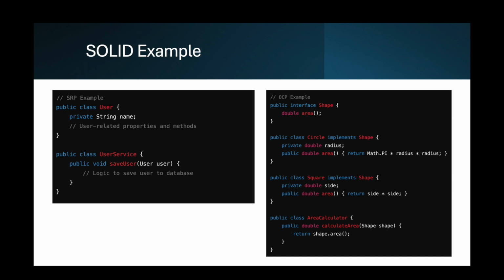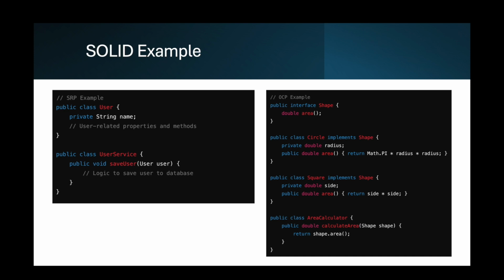One of the examples of OCP is here, where I have a shape interface with a function double area. Then a class Circle implements the Shape interface above and defines the double area method. We also have the Square class, which implements Shape again and has the double area function implemented here.